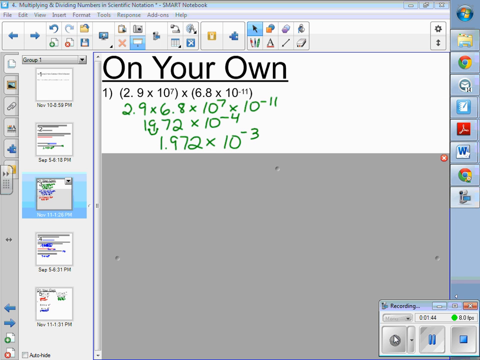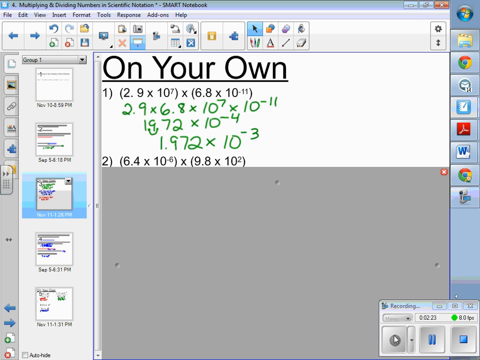Okay, so we have 2 and 9/10 times 10 to the negative 7th, times 6 and 8/10 times 10 to the negative 11th. We multiply 2 and 9/10 times 6 and 8/10, and we get 19 and 72 hundredths. And then we have 10 to the negative 7th times 10 to the negative 11th. Negative 7 plus negative 11 gives us negative 18. And then to get this into scientific notation, we move our decimal over one place in between the 1 and the 9. And then we have to move our exponent to a negative 3.